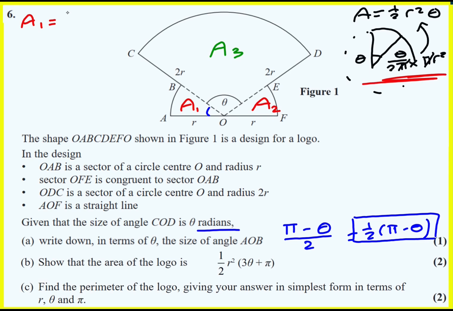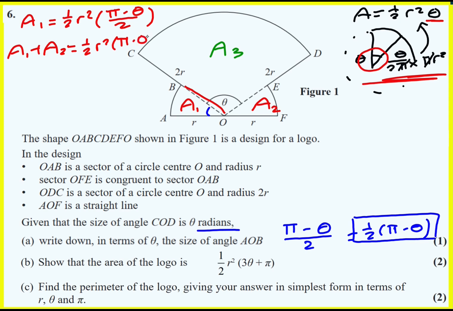So A1 is going to be a half r squared, because that is the radius here. But then my theta, sorry, this theta is actually different from the one in the question. It's the theta in the sector. So my theta is going to be pi minus theta over 2. And that means that A1 plus A2, I'm just going to double it. It's going to be a half r squared (pi minus theta).